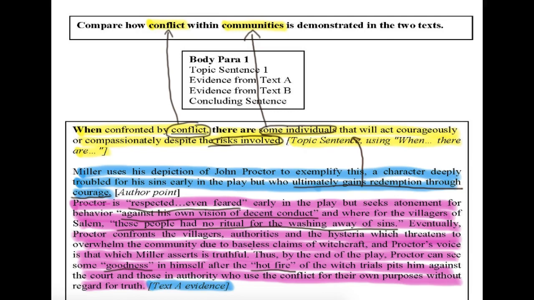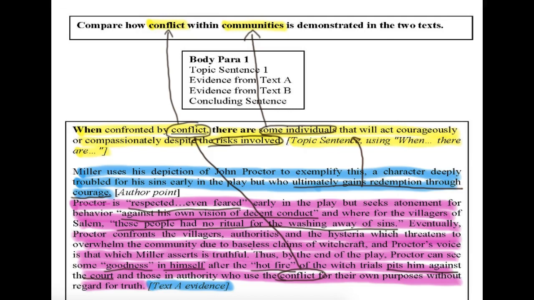Okay, thus by the end of the play, Proctor can see some goodness in himself. So that's an example of his courage. He pits himself against the courts. So despite the risks to himself, he stands up for his morals, moral integrity. And again, you know, conflict here is linking back to the idea here. So we can see how this part of the paragraph introduces text A evidence with an author point and then the evidence for that author point which supports the prompt.